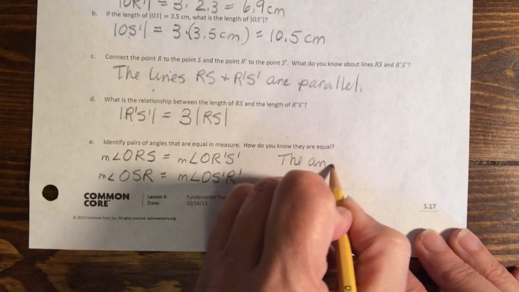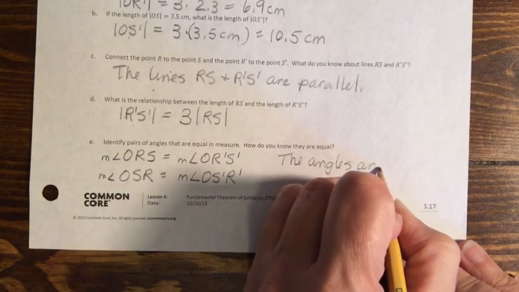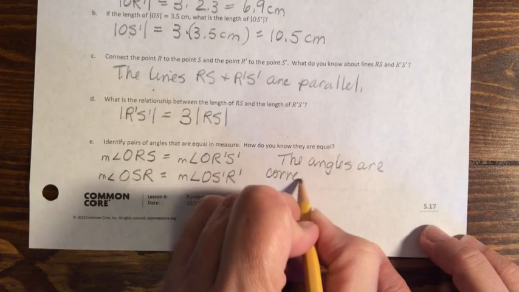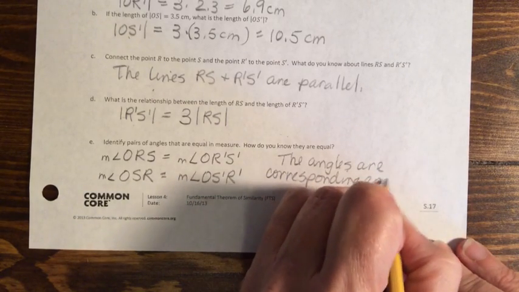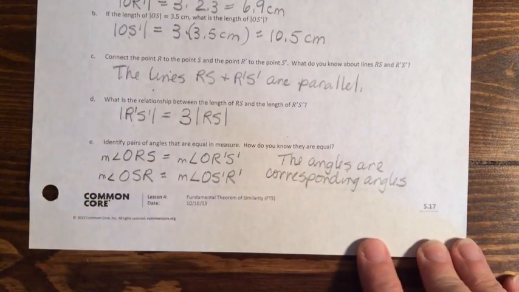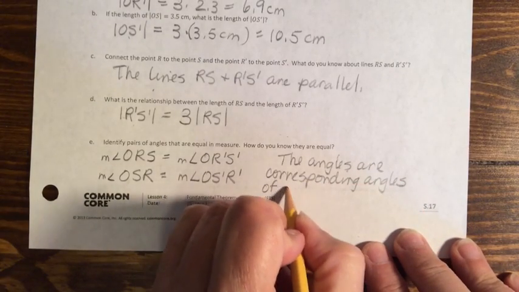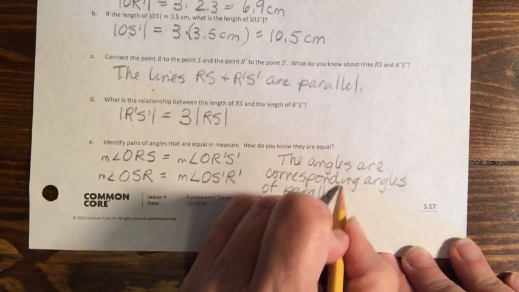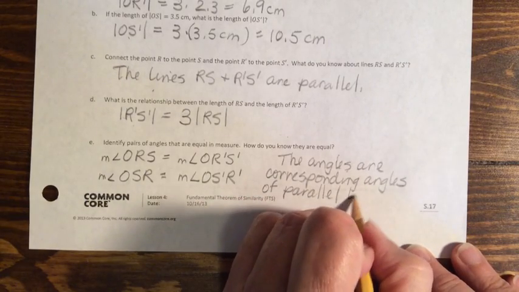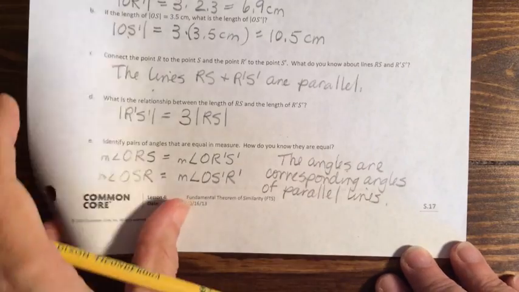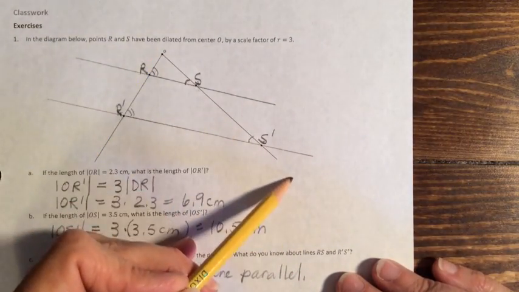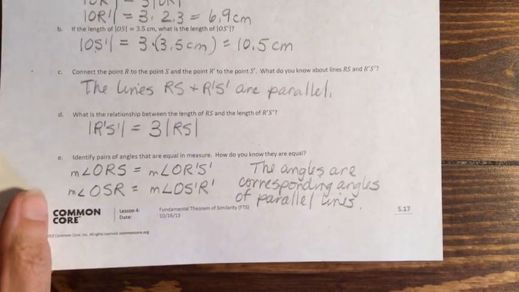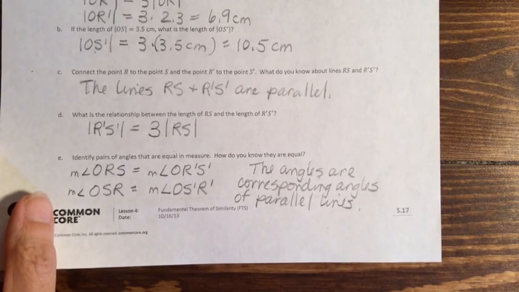The angles are corresponding angles of parallel lines. So by what we explored in the last module, and let's see, they are parallel lines, and there's a transversal here and a transversal here. So they're corresponding angles of parallel lines, and that's how we know that they're equal.